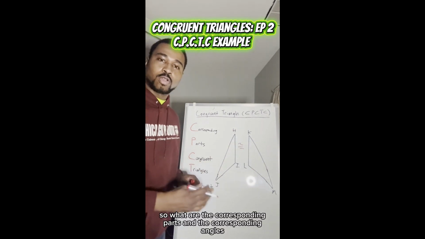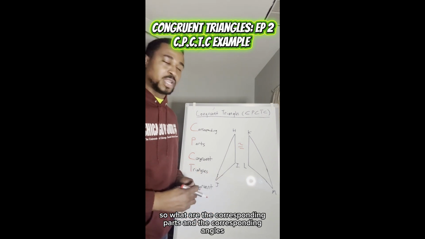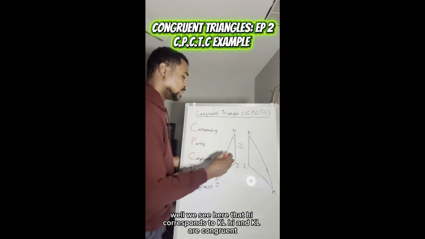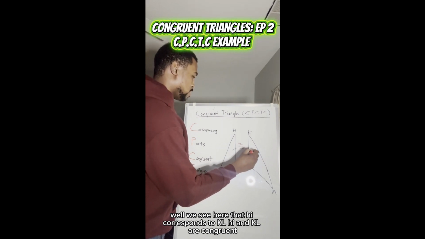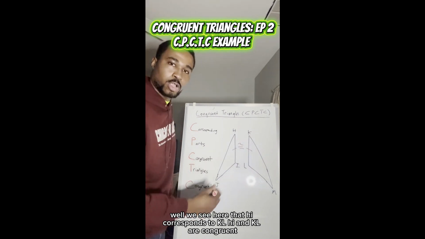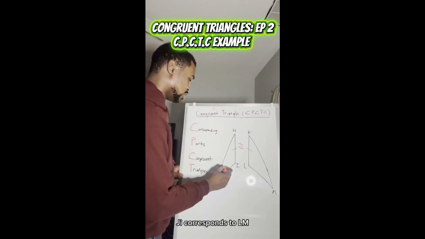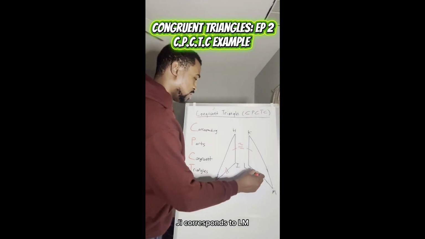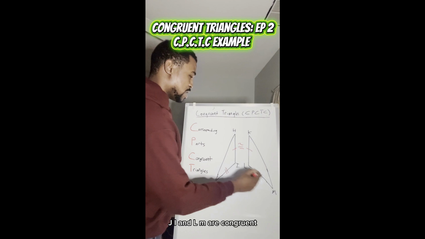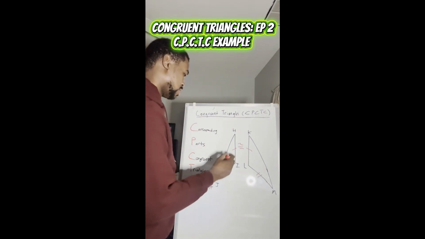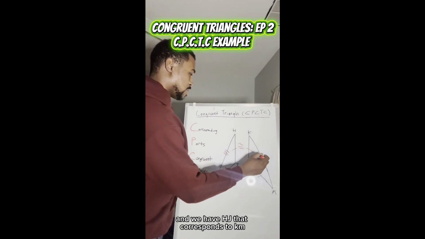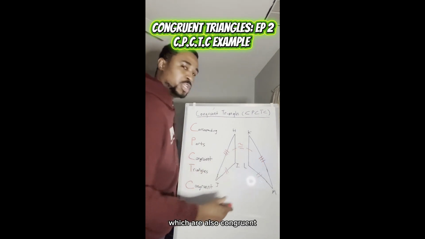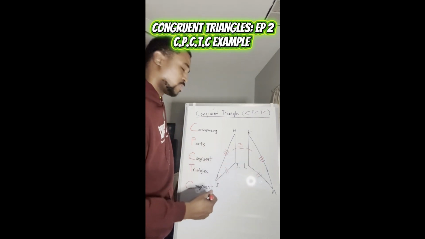So what are the corresponding parts and the corresponding angles? Well, we see here that HI corresponds to KL. HI and KL are congruent. JI corresponds to LM. JI and LM are congruent. And we have HJ that corresponds to KM, which are also congruent.